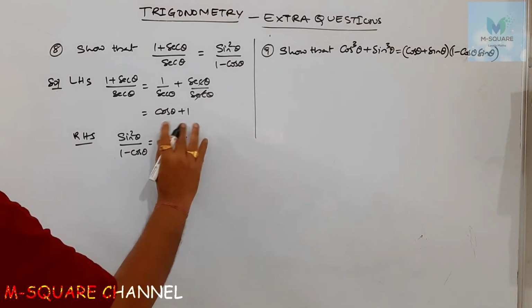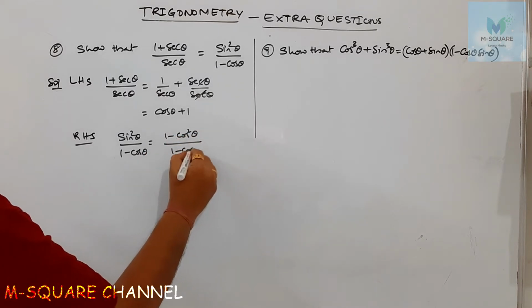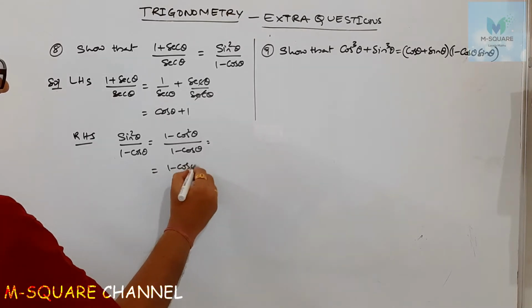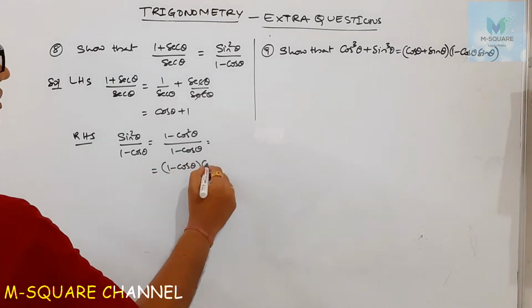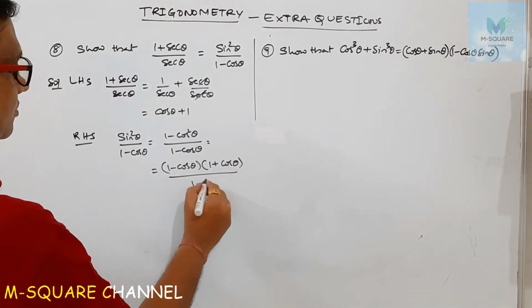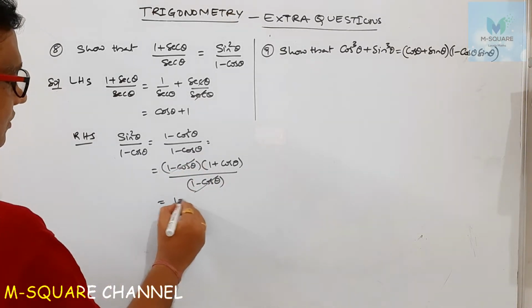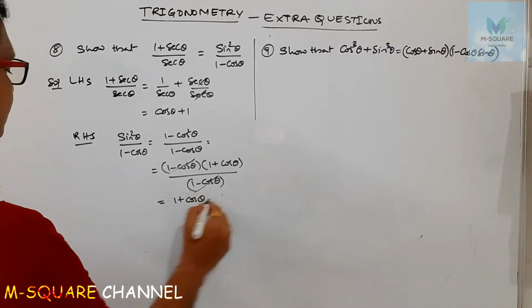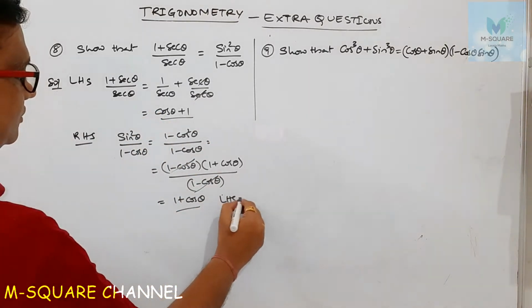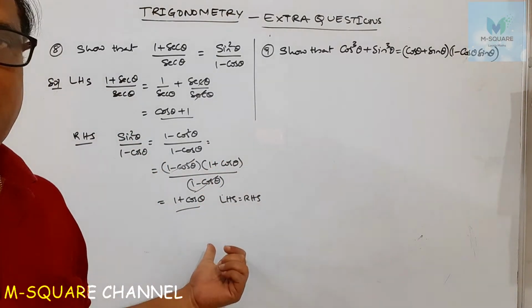Sin square theta is 1 minus cos square theta, so 1 minus cos square theta by 1 minus cos theta. That means 1 minus cos theta into 1 plus cos theta by 1 minus cos theta. These two are cancelled, we get 1 plus cos theta. This is RHS, and LHS is the same. Both answers are same, so LHS equals RHS. This is one method.